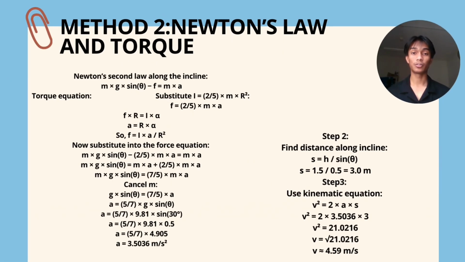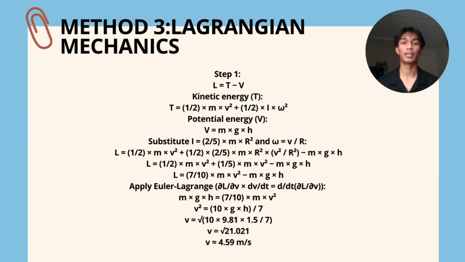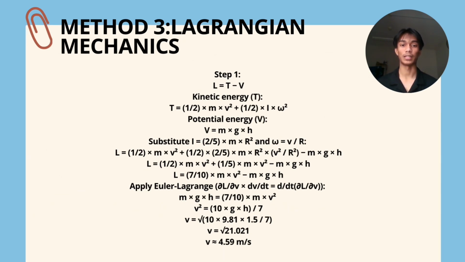And this is method 2, Newton's law and torque. Newton's second law along the incline is mg sinθ minus friction force equals mass times acceleration. After the calculation, we got the same speed, which is 4.59 meter per second. And now for method 3, Lagrangian mechanics. For this method we also got the same speed, which is 4.59 meter per second.